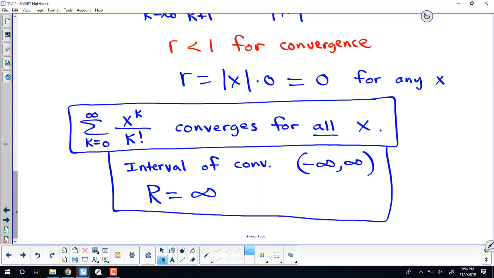If anyone's interested in how to extend the factorial into the real number system, then you might check out the gamma function. The gamma function is a function that's defined in terms of an integral, an improper integral.